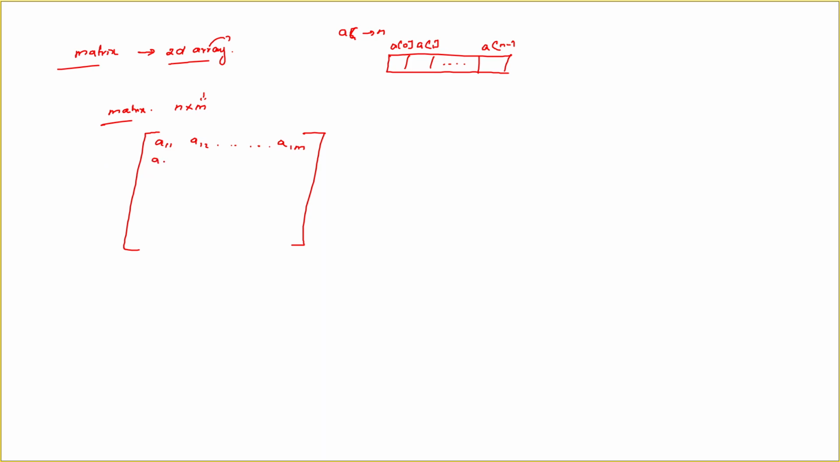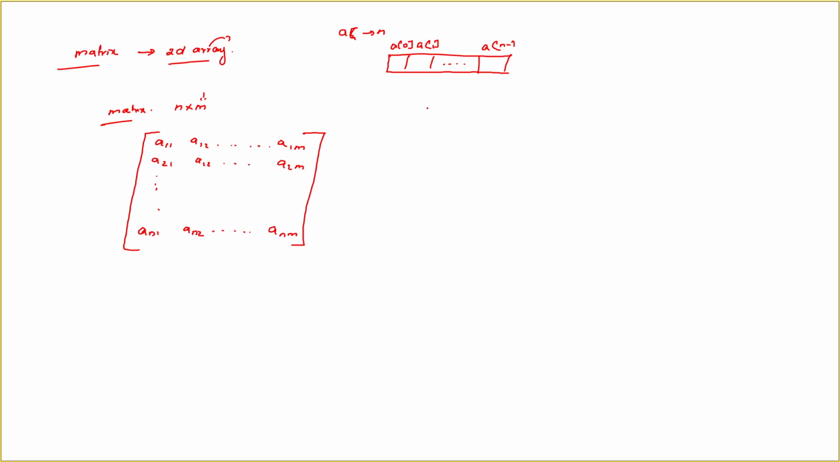Likewise, there will be a second row with a of 2 1, a of 2 2, etc., up to a of 2m. There will be n rows, and the last row will be a of n1, a of n2, etc., a of nm. So this is how you denote a matrix in mathematics.